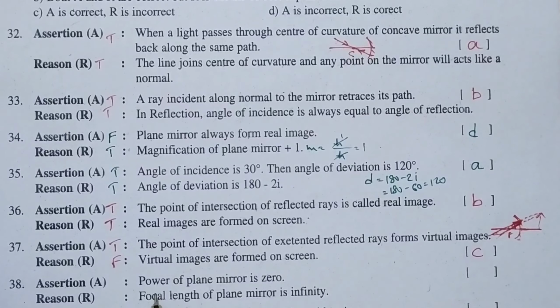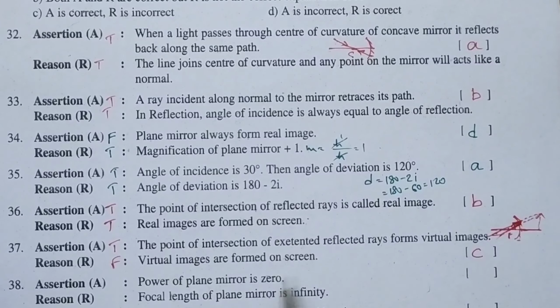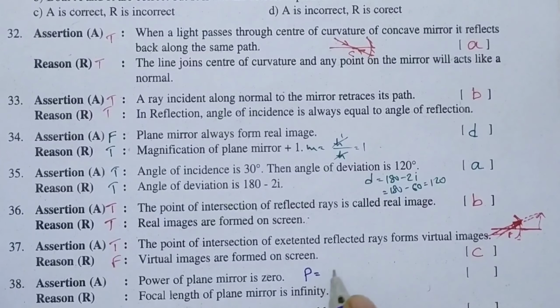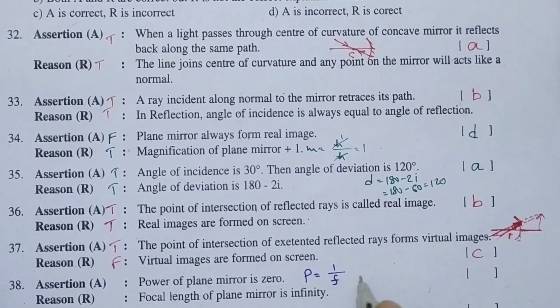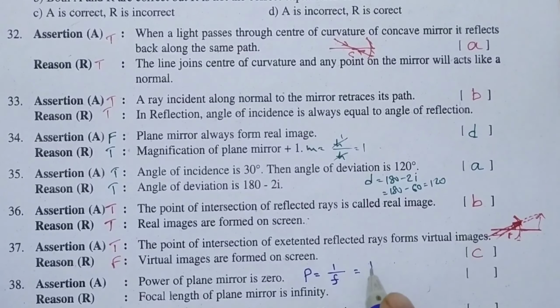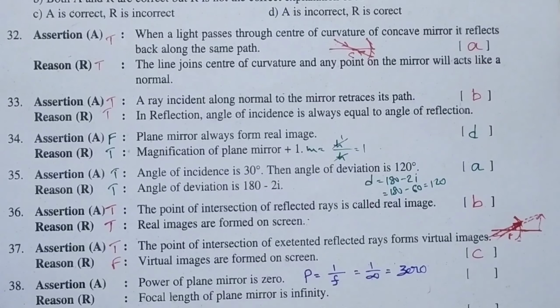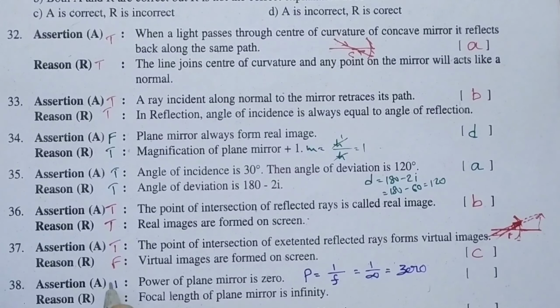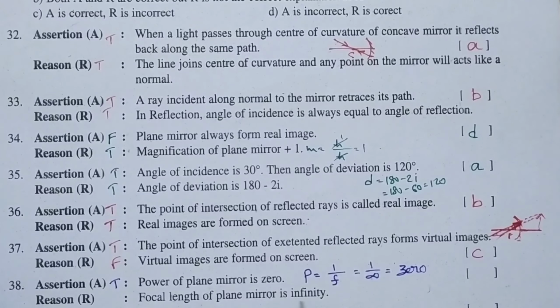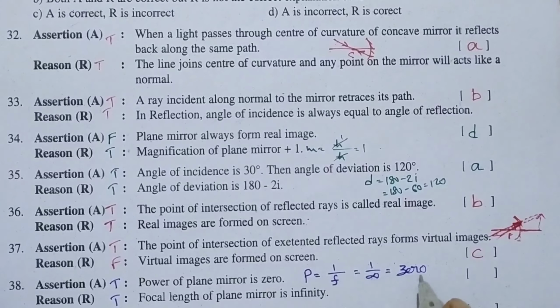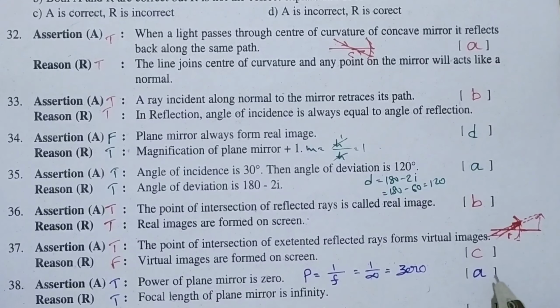Assertion is given as power of plane mirror is 0. Actually this is true. How is it true? Power is nothing but reciprocal of the focal length. As we know, focal length is infinity for plane mirror. 1 by infinity is always 0. So in that case, power of plane mirror is 0. That is true. Focal length of plane mirror is infinity. Because of that, this is also true, because using this we got this one. So R is supporting A. So option A is the right answer.